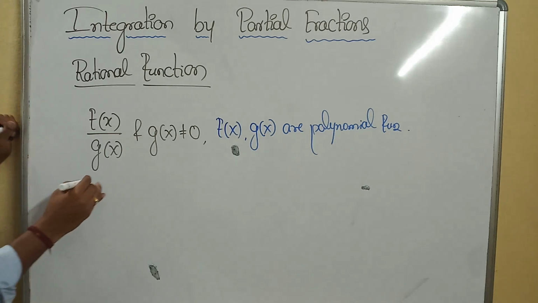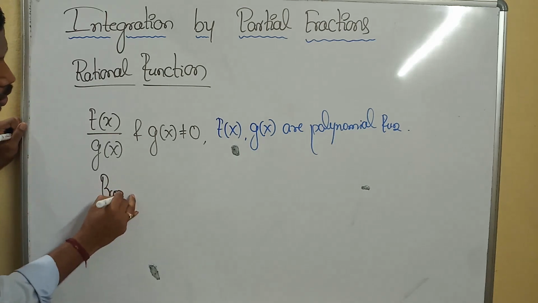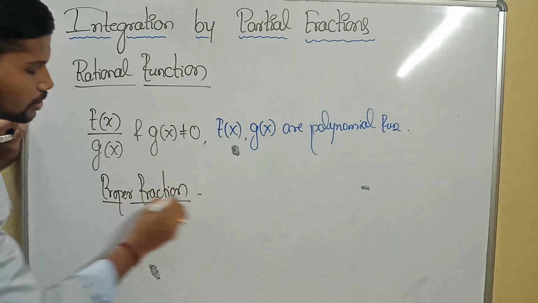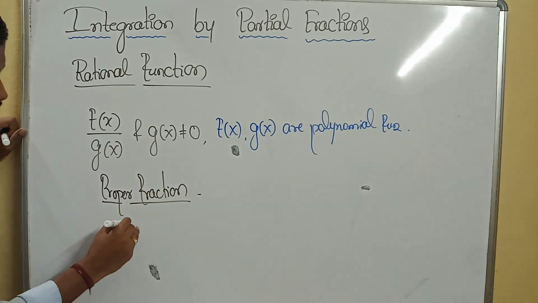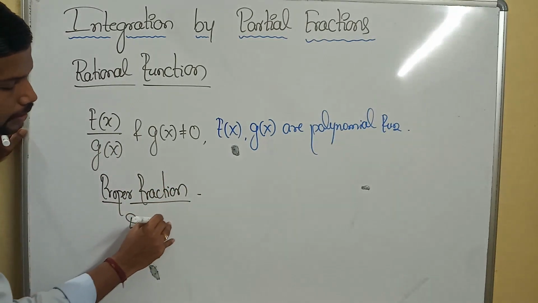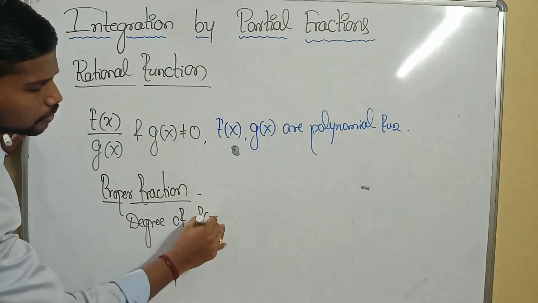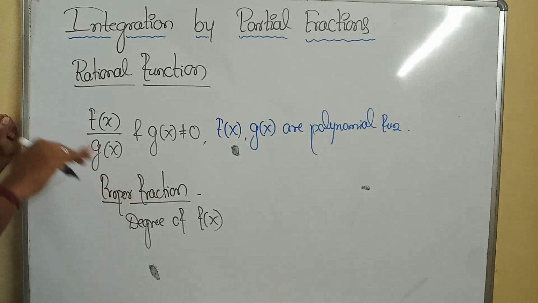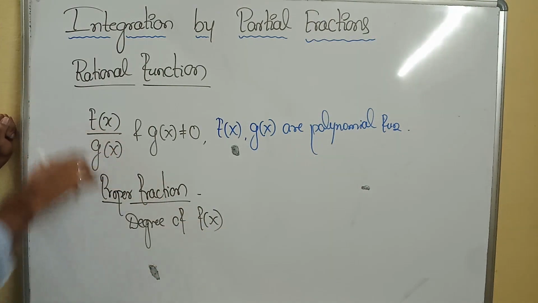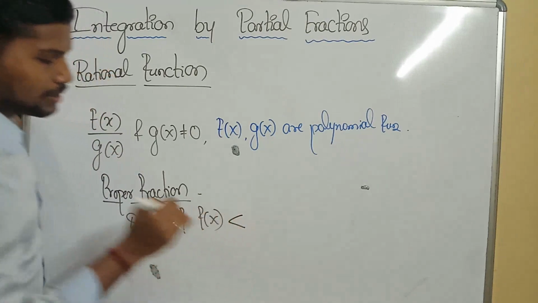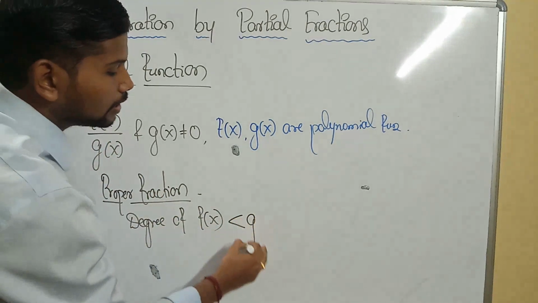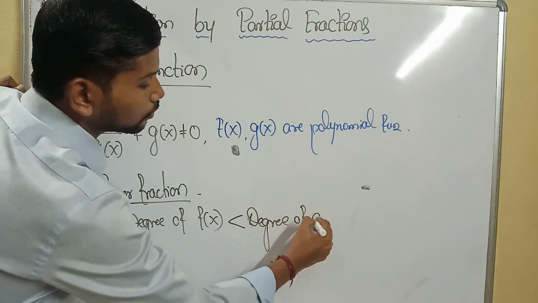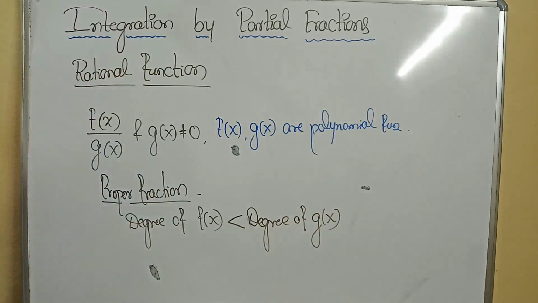The next aspect you need to learn is what is a proper fraction. In this one, proper fraction, it is also very simple. In a simple notation manner I'd like to explain: degree of f of x, or you can say the highest power of x in the numerator, must be less than degree of g of x. Then we say it is a proper fraction.